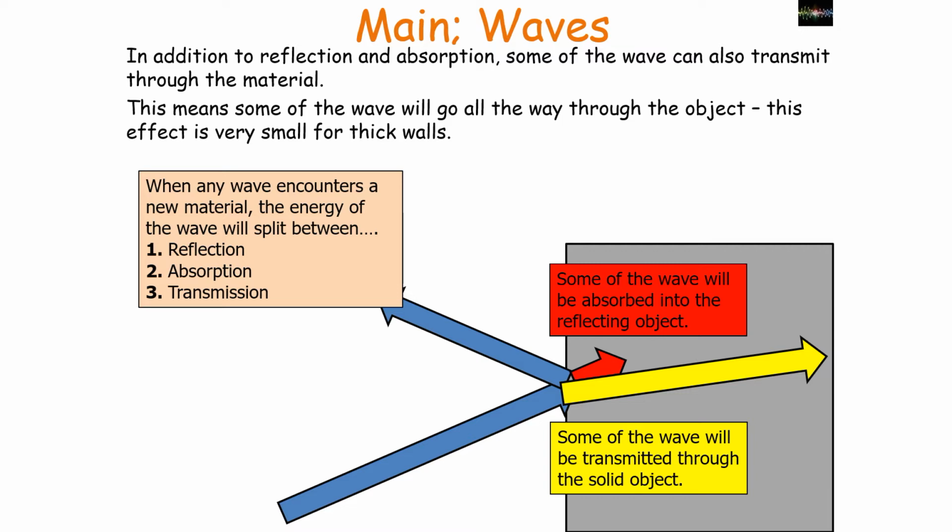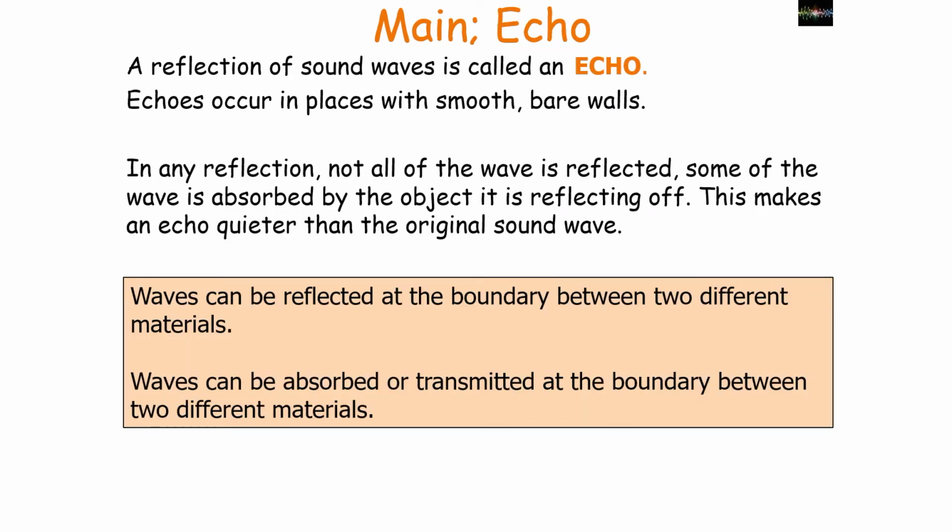So when a wave encounters a new material, the energy of the wave will split between three different processes: reflection, absorption and transmission. Just to clarify, a reflection of a sound wave is called an echo. Echoes occur in places with smooth bare walls. In any reflection, not all of the sound wave is reflected. Some of the wave is absorbed by the object it's reflecting off. This makes an echo quieter than the original sound wave. Waves can be reflected at the boundary between two different materials, but waves can also be absorbed or transmitted at the boundary between two different materials.